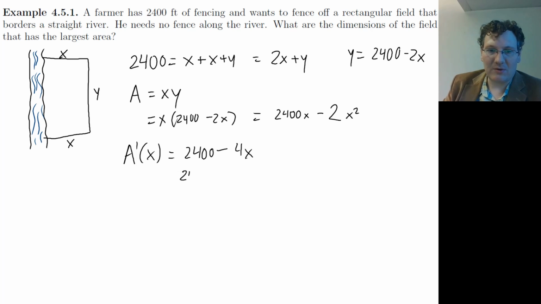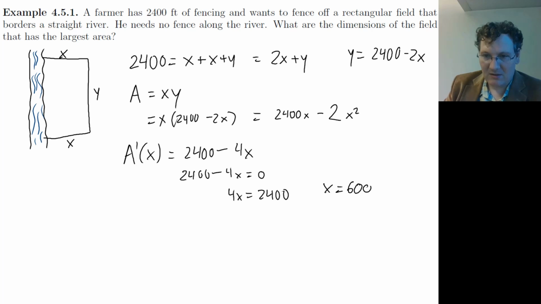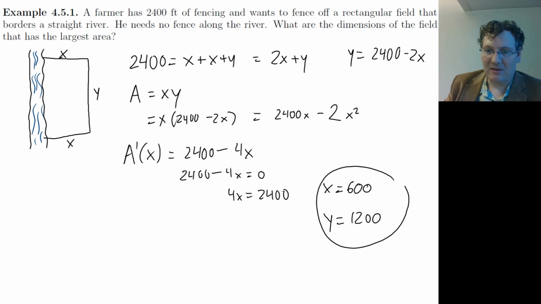Setting this equal to 0, so we're going to get 4x is equal to 2,400. In other words, x is going to be 2,400 divided by 4, that's 600 feet long. And if x is 600, that means y is going to be 1,200. And so that's going to be the dimensions, that's in feet, the dimensions of the largest area fence that can be enclosed.